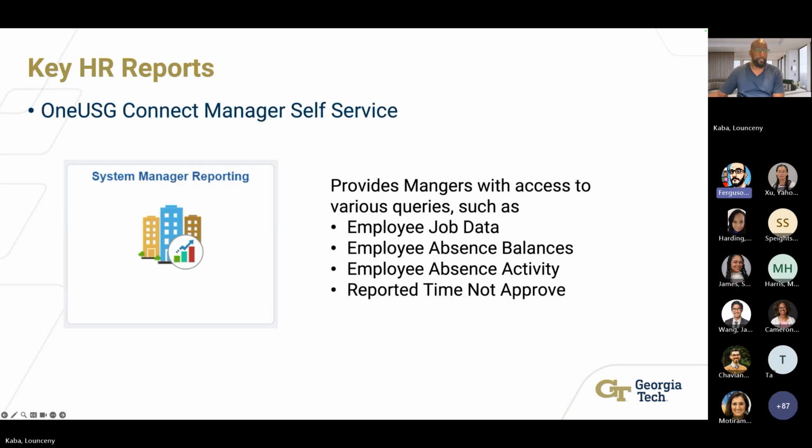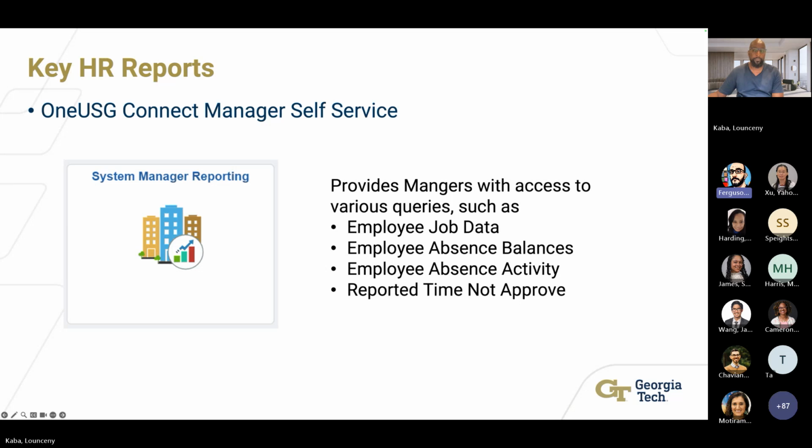So, key HR reports. Within One USG Connect Manager Self-Service, we have the System Manager reporting. This is a great spot for managers to go get information directly about their direct reports. So what can they see? These are only four examples. There are several more reports, but these are some of the more key reports. It has the employee job data, which contains their job title, how long they've been in their role, and their salary. It's very basic job information, but easily accessible to a manager for their direct reports.